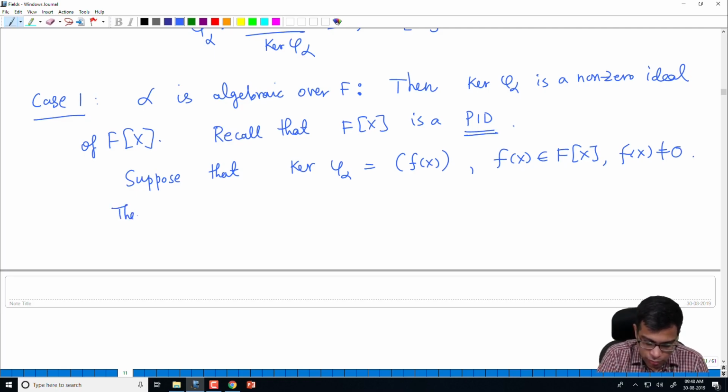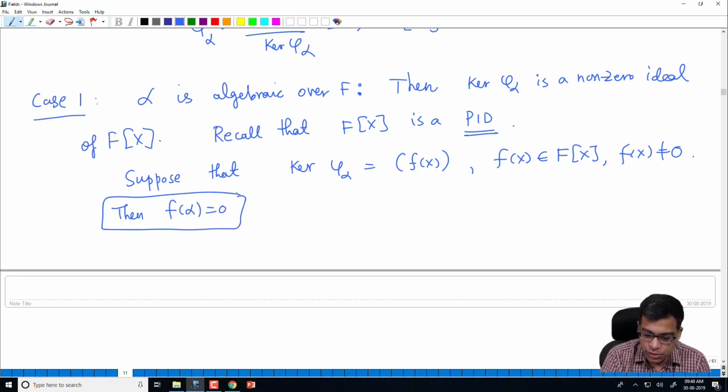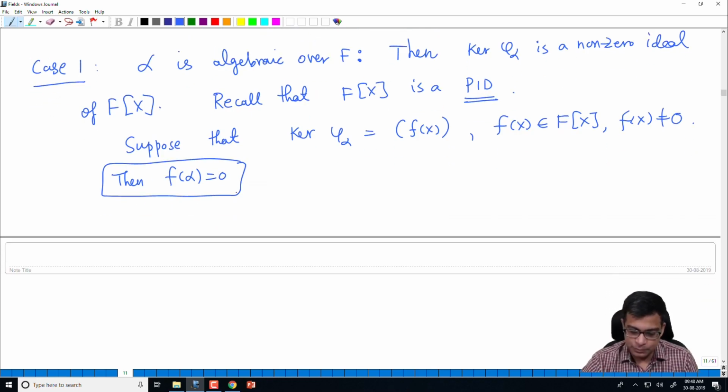So then of course f(alpha) is 0, right? That is because it is in the kernel. But every polynomial which has alpha as a root is actually a multiple of f. That is what this sentence means. Kernel phi alpha consists of all polynomials which have alpha as a root, and every polynomial in kernel phi alpha is a multiple of f(x). So every polynomial which has alpha as a root is a multiple of f(x).